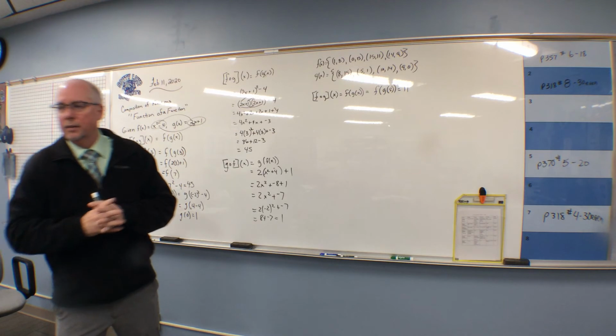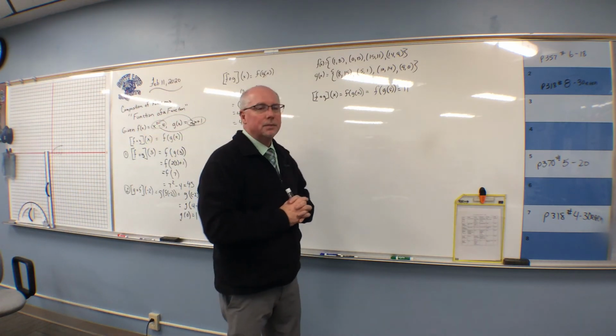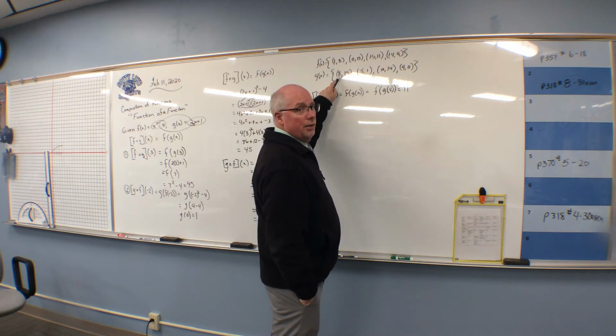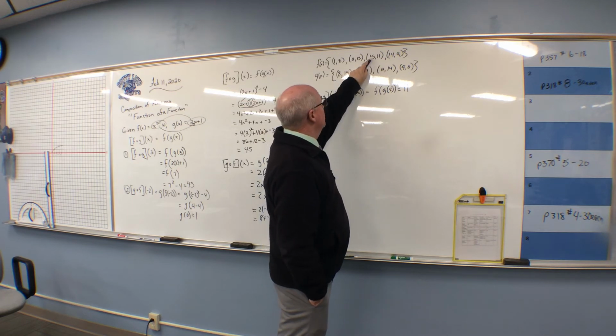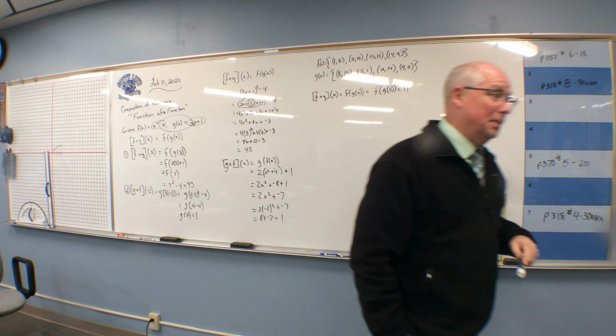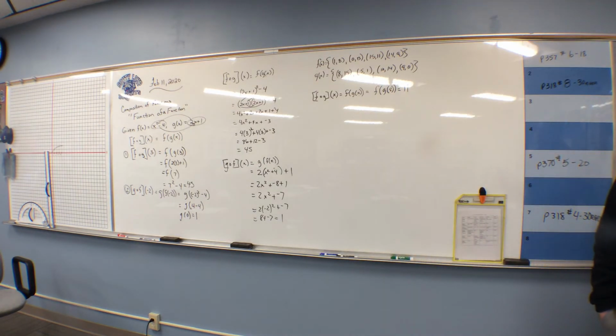I'll go through it again. 8 goes into the g function, and I get 15 back. 15 goes into the f function, and I get 11 back. Now, what happens if I put something in the g function, I get something back, and then I put it in the f function, and it's not there? It's undefined. You can't do it.